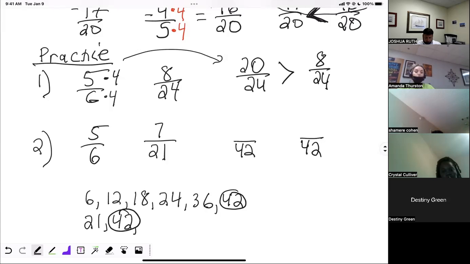What do I multiply 6 by to get 42? 7. So I multiply the numerator by 7 and I get 35. What do I multiply 21 by to get 42? That would be 2, which means I multiply the numerator by 2. That makes it just 14. So definitely, the denominator is the same. I can definitely say 35 is bigger than 14.